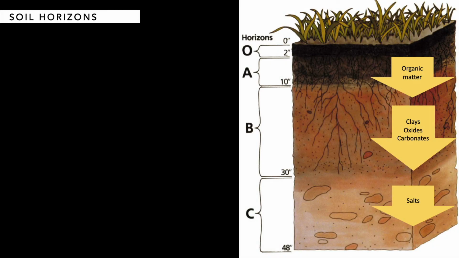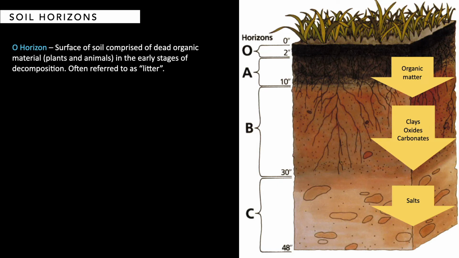We categorize soil by horizons, and if you actually stop on the side of a road and look at a cut or something, you'll see the different layers. These are layers of soil that are distinctly different in color and texture, physical properties, and composition. The O horizon is the top layer of soil that's made up of dead organic matter, like leaves, bugs, sticks, and poop, and that are in the early stages of decomposition. Sometimes you'll hear people call it litter.